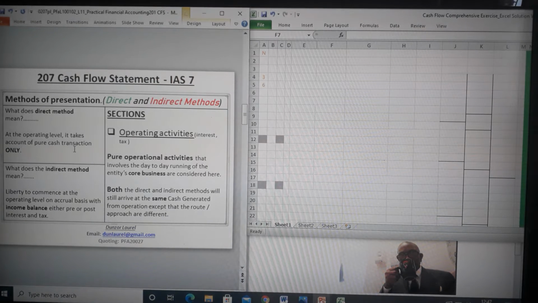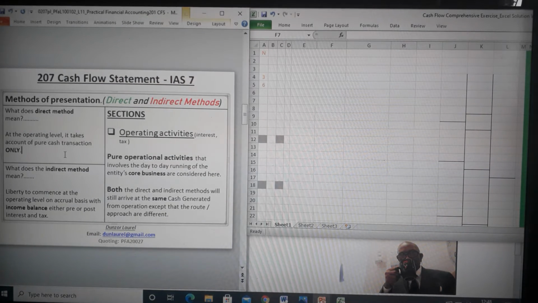For this reason, you need to be in good control of your control accounts. You need to know how to prepare control accounts, things like purchase ledger control, sales ledger control, cost of goods sold control, creditors, and receivable and payable control, so that you will be able to fish out the cash flowing through these accounts. This is what you need to do the direct method at the operating level.